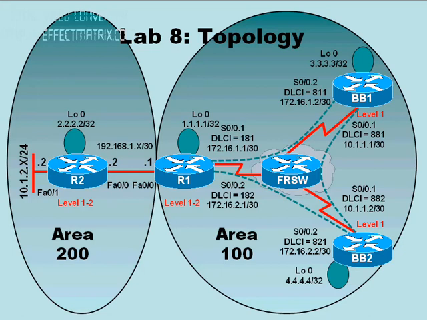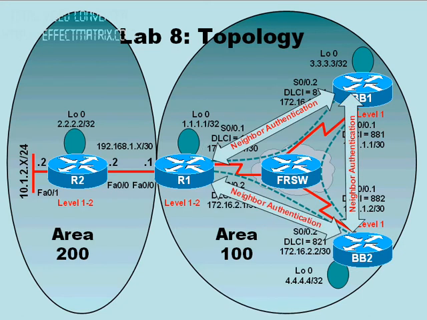Then we want to take it a step further. We want to add some authentication. We want to add neighbor authentication between the routers in Area 100, between R1, BB1, and BB2. One way of doing that, we can go into the interfaces, or in this case the sub-interfaces that interconnect these routers, and we can set up some neighbor authentication. We can give the interfaces an ISIS password, and this password is going to need to match in the routers at both ends of these links in order for them to form an ISIS adjacency between them.